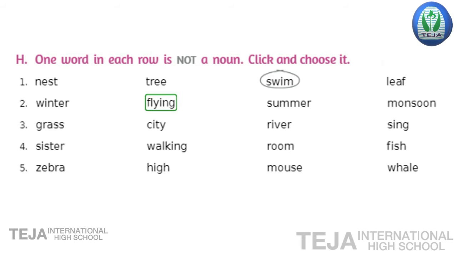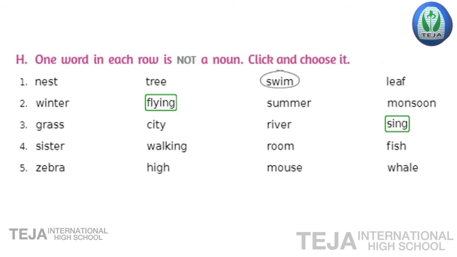Third question, grass, city, river, sing. Here, grass is a thing, it's a living thing. City is the name of a place. And river is also a natural thing. But sing is not a noun. Singing is an action word. So, here sing is not a noun.